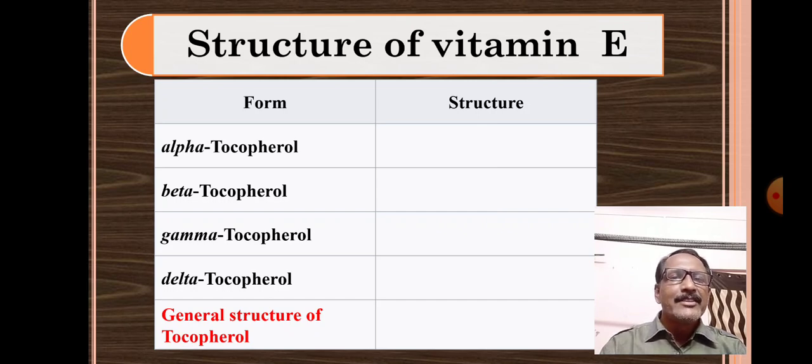We will see their structures and in the end we will see the general structure of tocopherol. See here, this is the structure of vitamin E, that is alpha tocopherol.